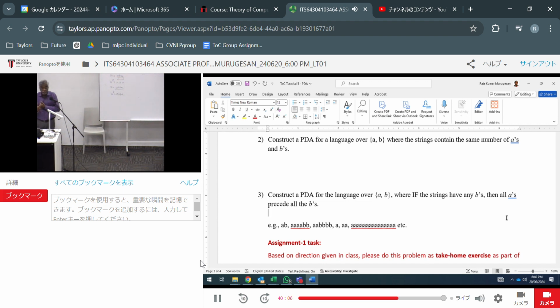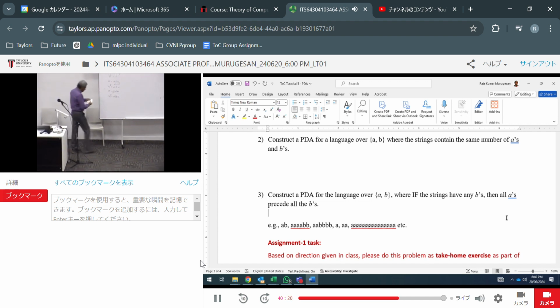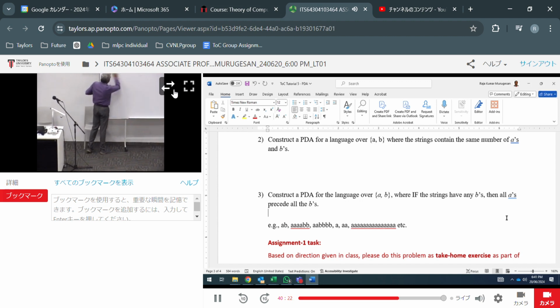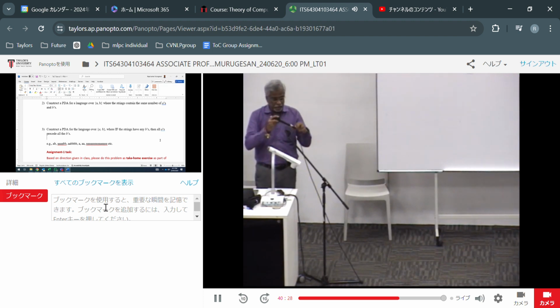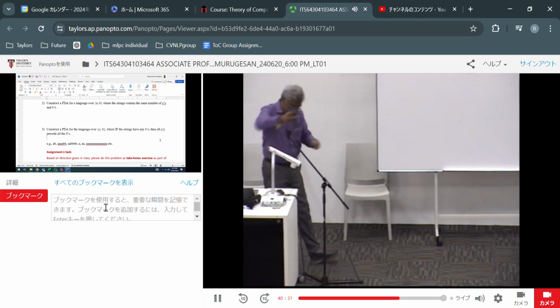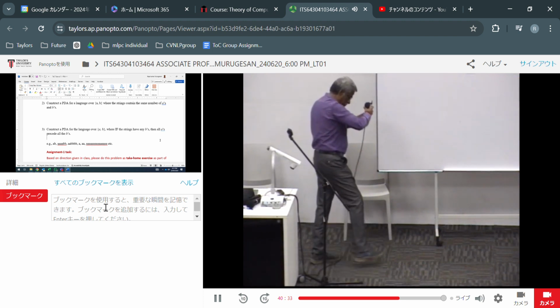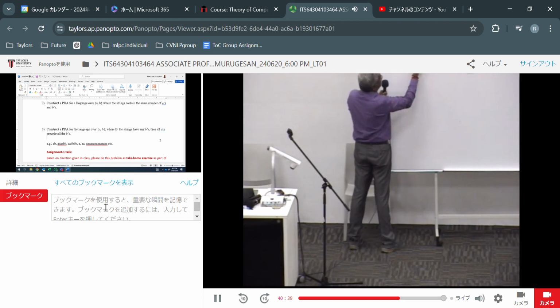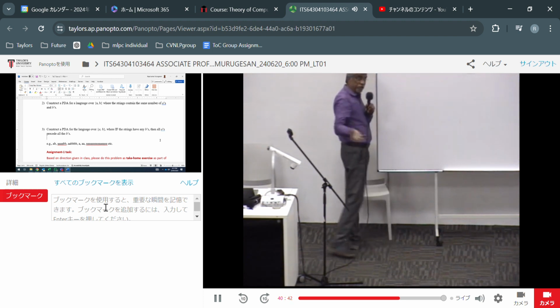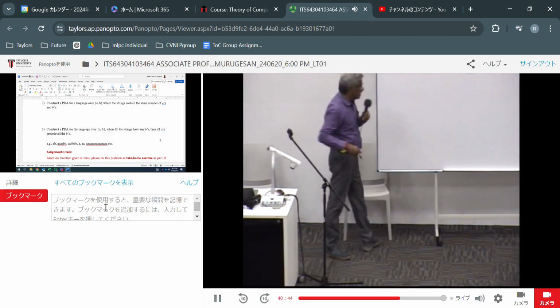So here the language specification says, if the string has any B's, then all the A's should appear before the B's. I already explained earlier in class, when we say B's it means one or more B's, A's means one or more A's. So the example strings will be, if I have a B, then all the A's must appear before the B. That's what precede means. So one B means one A.